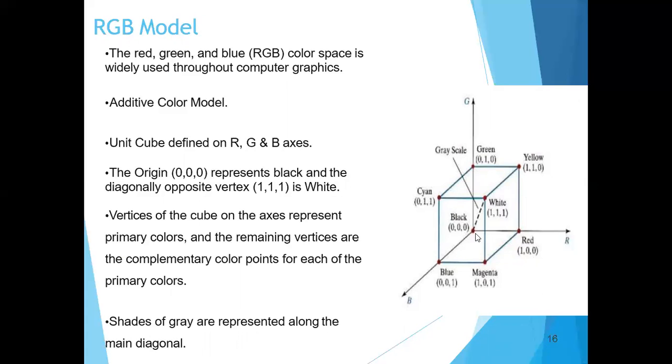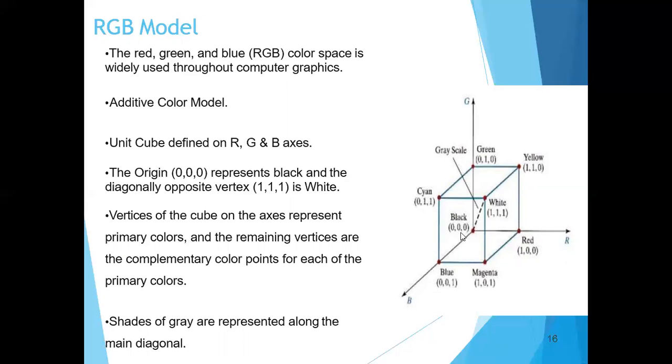The origin represents black, whereas the diagonally opposite vertex represents white. That means if I have zero red, zero green, and zero blue, what color will I get? I will get black. Whereas if I mix red, green, and blue, the complementary color of black, we get white.